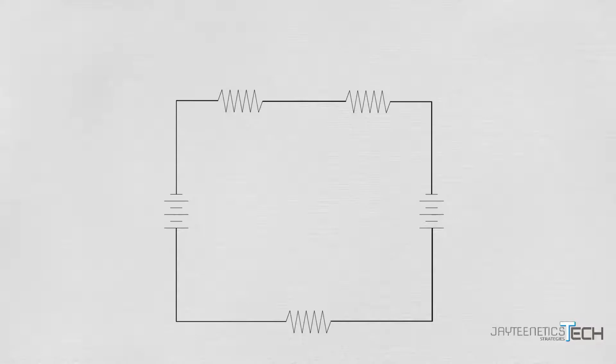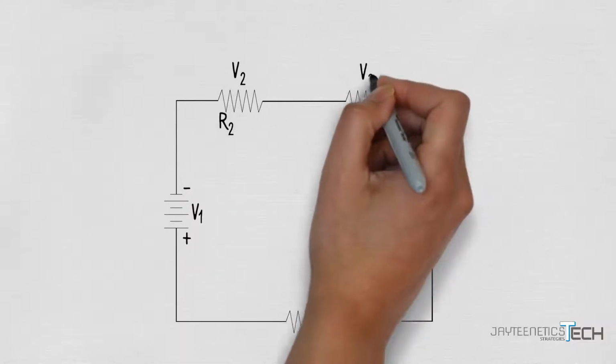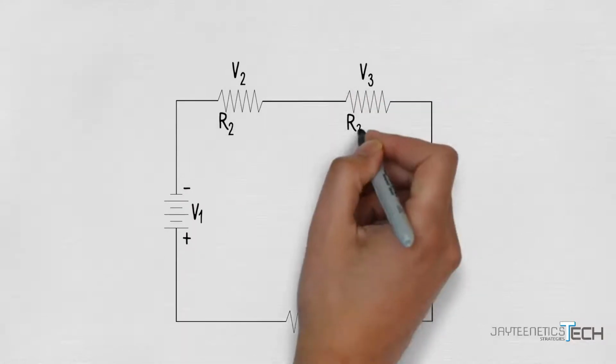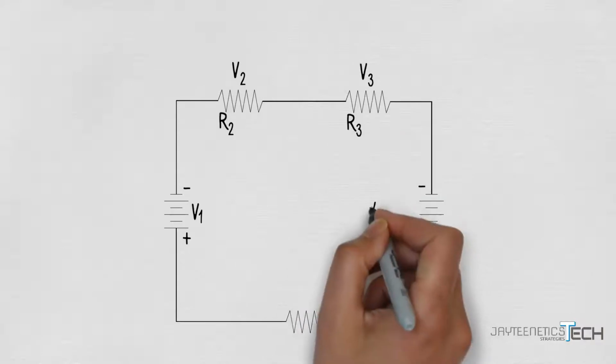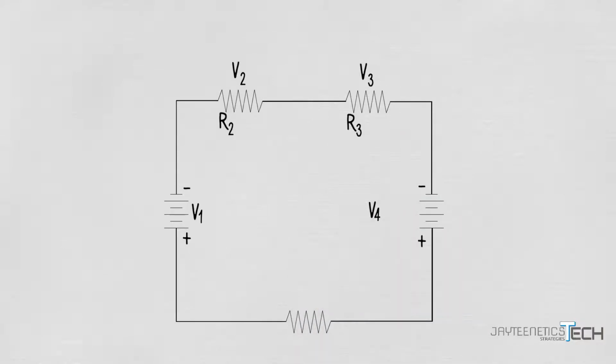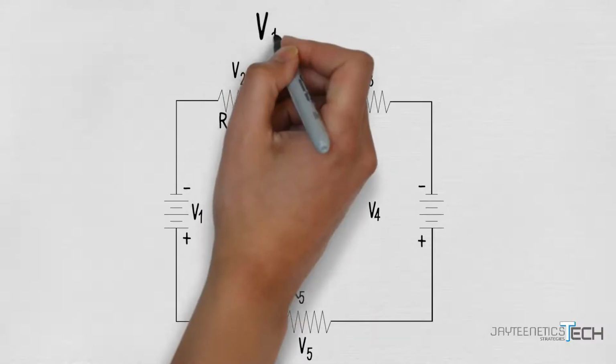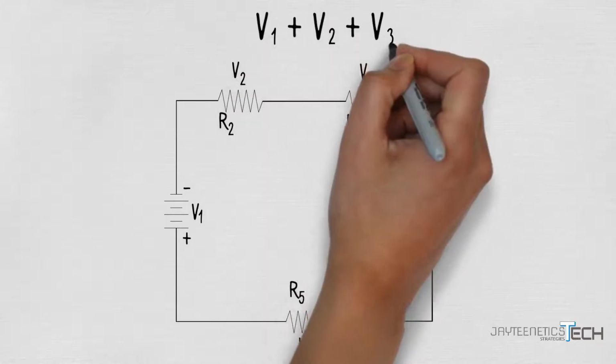We have a voltage source V1 here, and then V2 as a voltage drop of R2, V3 as voltage drop of R3, we have another voltage source V4 here, and finally V5 as voltage drop of R5. According to the law, if we add all these voltages algebraically, this will be equal to zero.